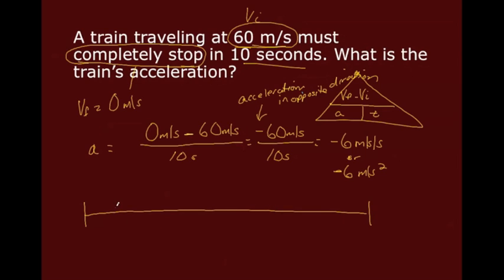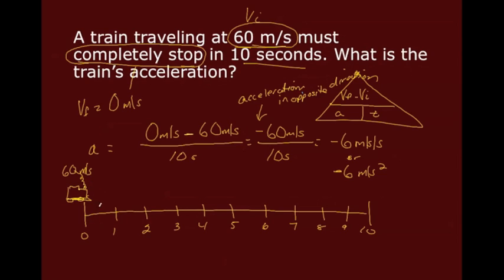Okay, so we have 1 second, 2 seconds, 3 seconds, 4 seconds, 5 seconds, 6 seconds, 7 seconds, 8 seconds, 9 seconds, 10 seconds. So we started at 0, 1, 2, 3, 4, 5, 6, 7, 8, 9, 10. So the train, this is my ridiculous train. All right, the train is moving at 60 meters per second at this point when you start timing it. And it slams on the brakes because there's a cow on the tracks or something.